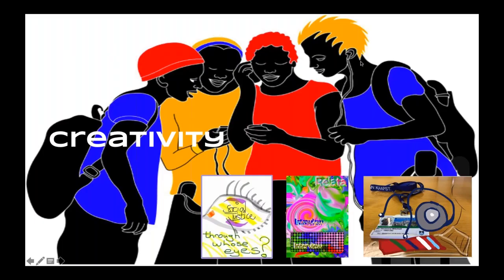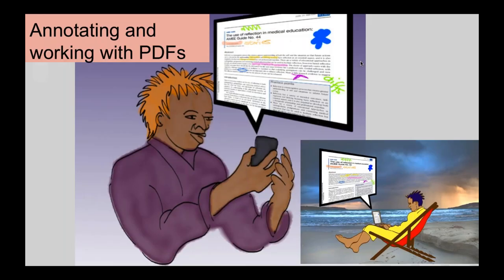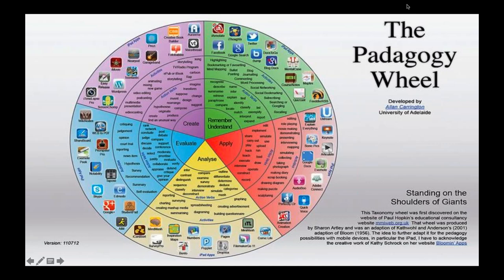One of the things that we're looking at as well is where creativity comes in, as Veronica spoke about already, and how would you allow creativity? Those are just drawings that were done on an iPad, can be done on any tablet. And she spoke well about just doing it on a whiteboard, giving students space to be creative, annotating and working with PDFs on the beach or wherever else that may be. This might be a useful wheel or diagram to look at again.